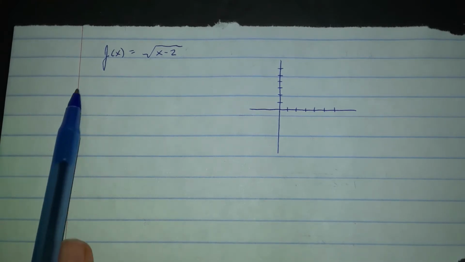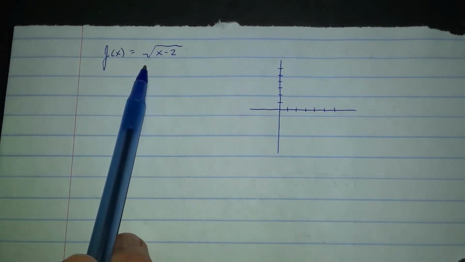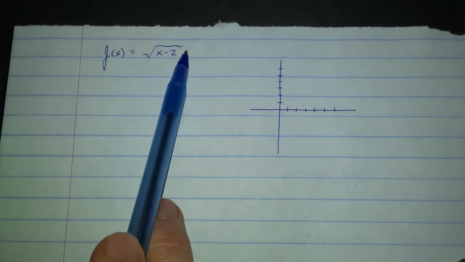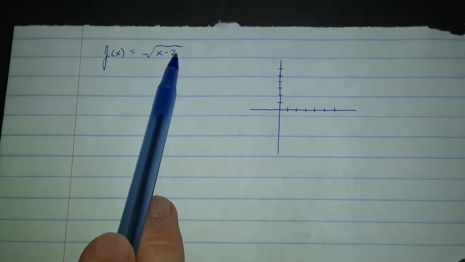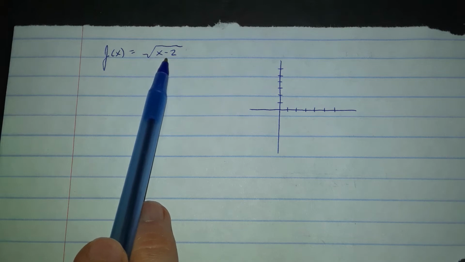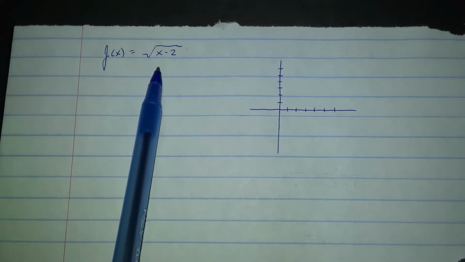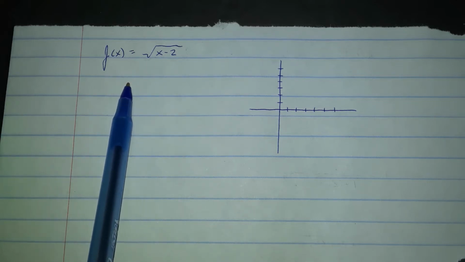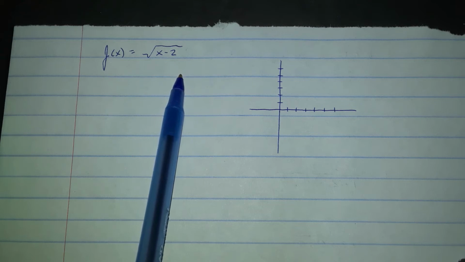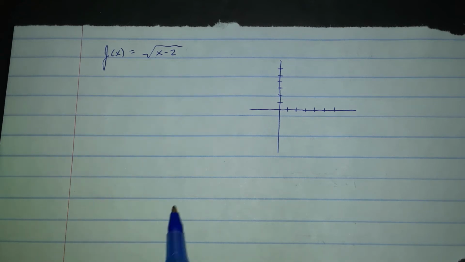We're going to take a look at this function j of x equals the square root of x minus 2. Notice all of this is contained under the square root. And we're going to first start with the assumption that we are looking for real numbers. So our domain is going to be real numbers, our range is going to be real numbers, and take a look at what happens with that.